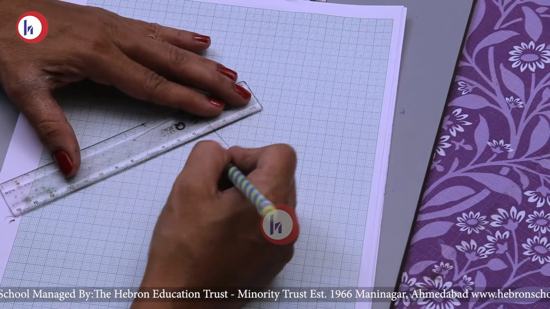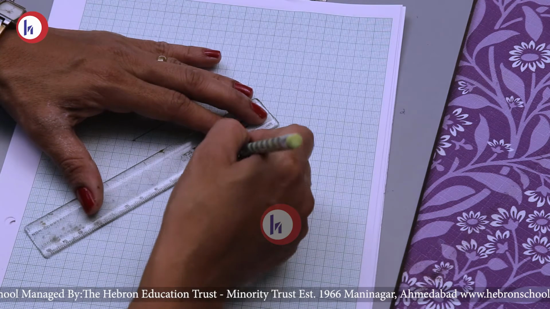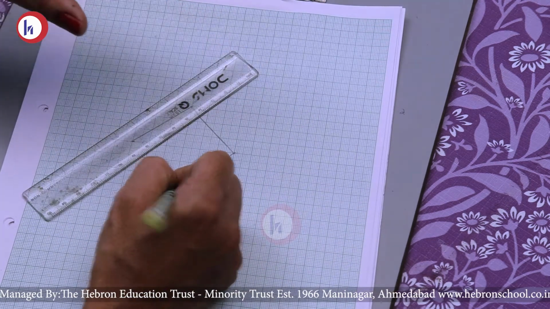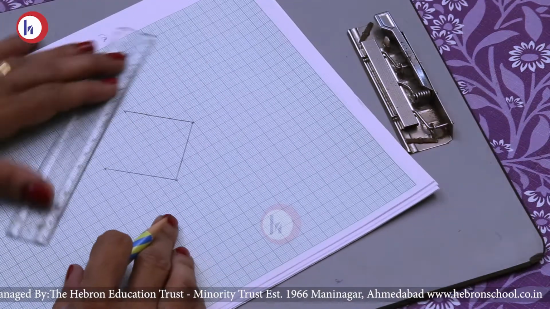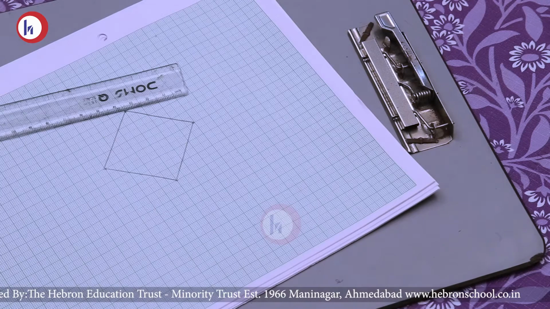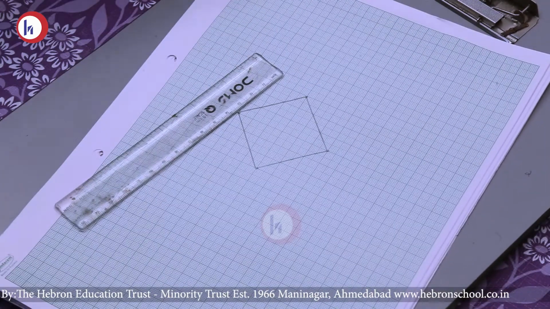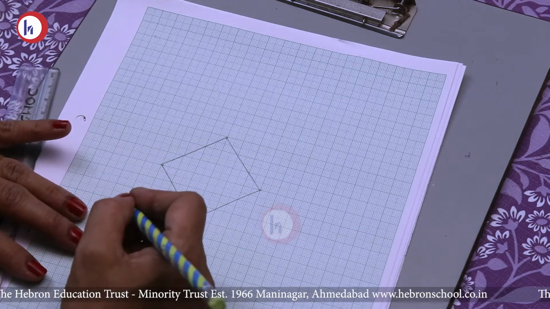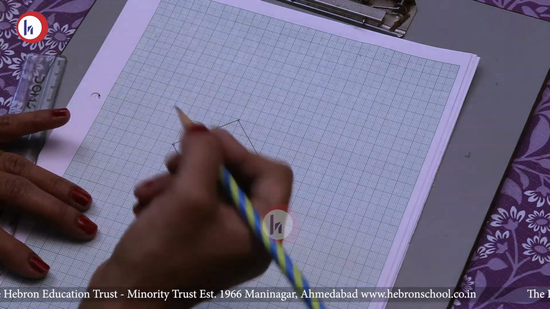Again see, 1, 2, 3. Now join these two lines. Yes, this is like a triangle shape. No, it is a kite shape. Okay. Now in this figure we have to find first the full squares.